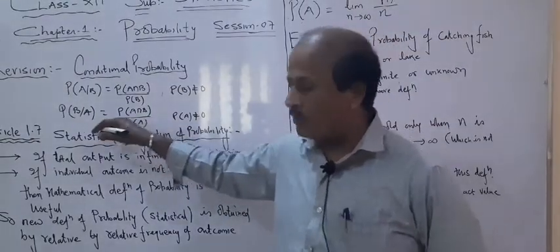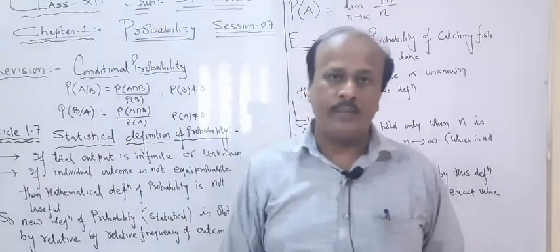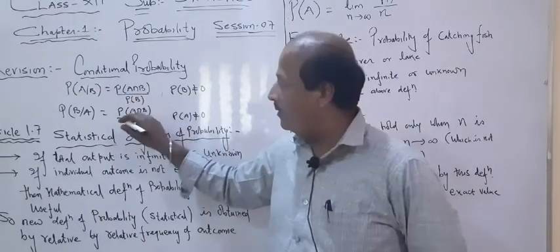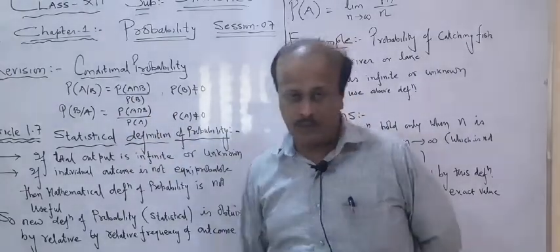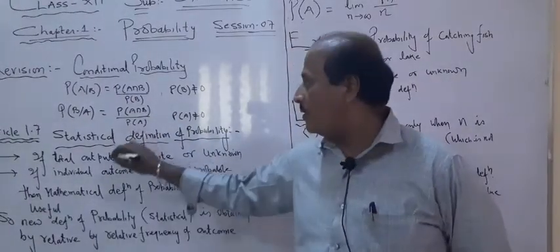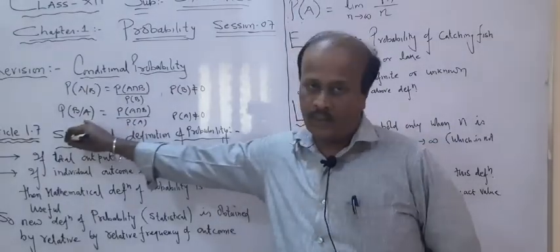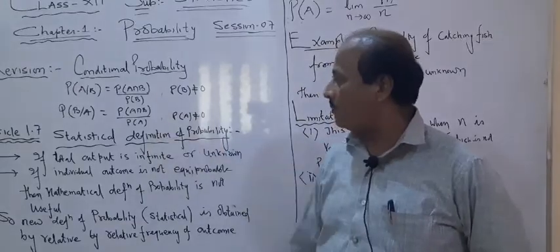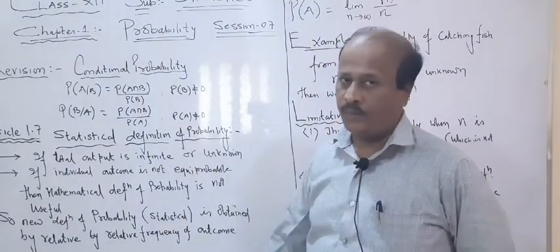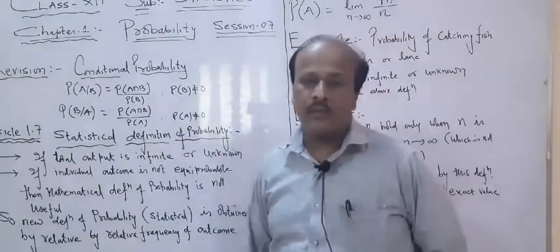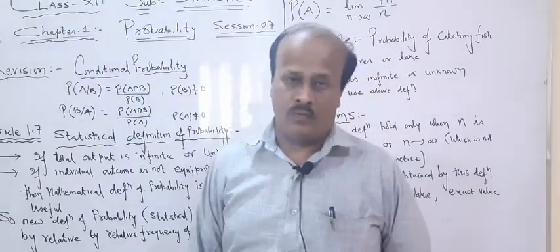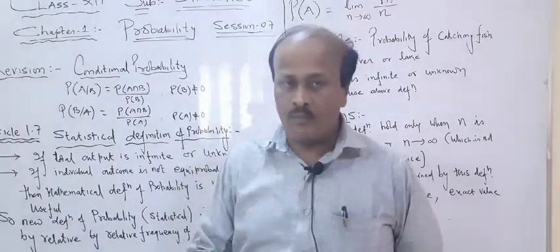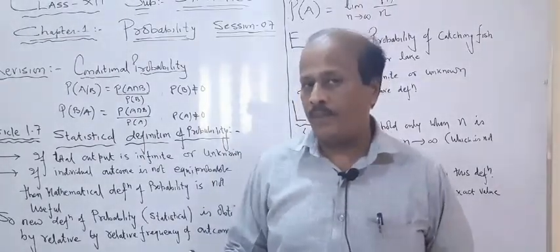Similarly, if you want to find the probability of B in presence of A, then the numerator will be the same. We'll be using this formula: probability of A intersection B divided by probability of A, as I told you how to remember. Again, the condition is probability of A is not equal to 0. Already in the last session, I did one or two questions on this. Some more questions afterwards. First of all, let me wind up the theoretical part.